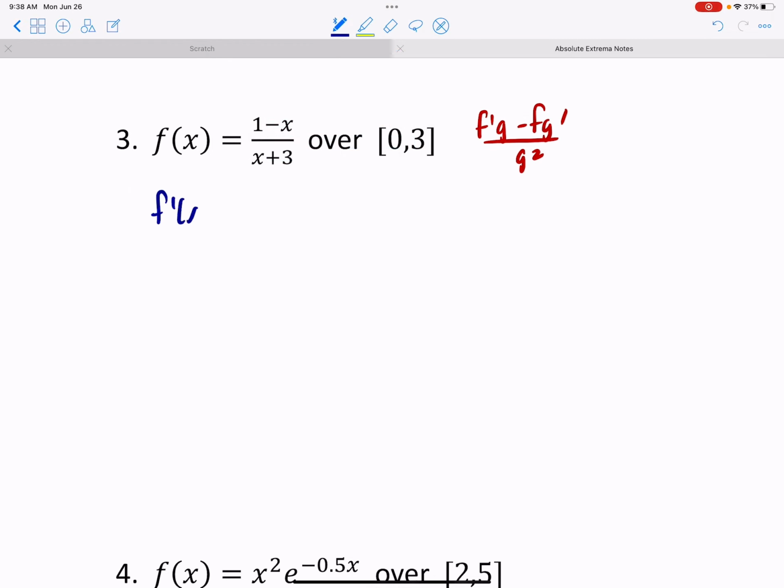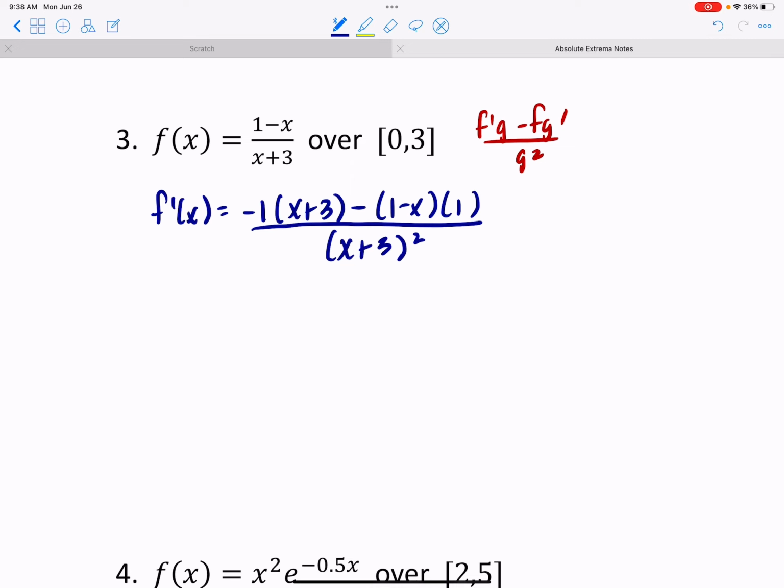So f prime of x is going to equal f prime, so the derivative of 1 minus x is just going to be a negative 1, and then times g, which is x plus 3, minus f, which is 1 minus x, times g prime, which will just be a 1, and then we're dividing by g squared. And again, it's not really necessary to clean this up because I know I'm finding critical numbers and doing a little bit of solving. I'm going to go ahead and do that.